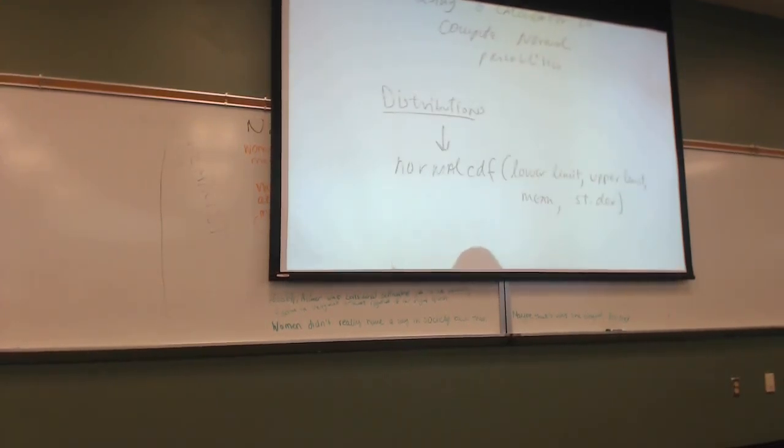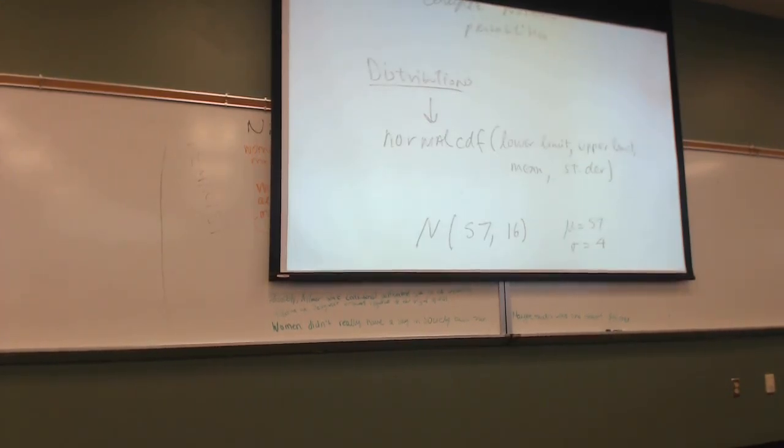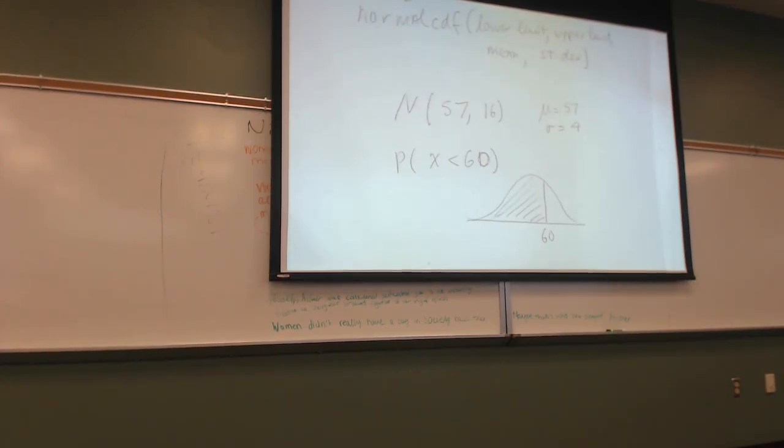deviation. Suppose I have a normal distribution with mean 57 and variance 16. So the mean is 57 and standard deviation is 4. And I want to calculate probability of x being less than 61. Now let's say 60. X being less than 60. So what I want to calculate here is, here is 60, and I want to calculate this probability. Now, I'll go and I'll say normal CDF.